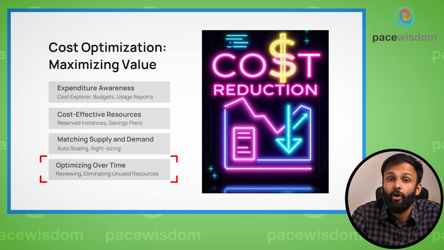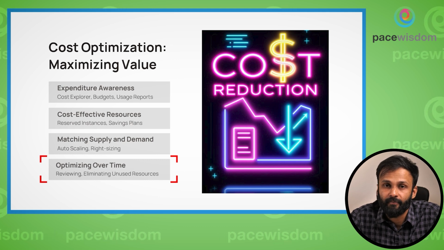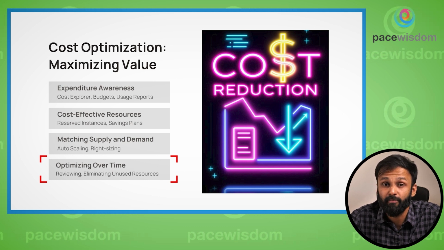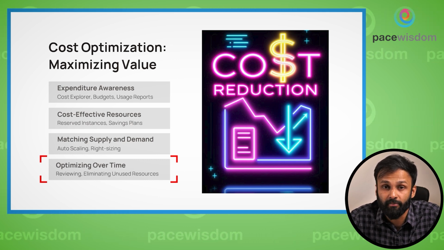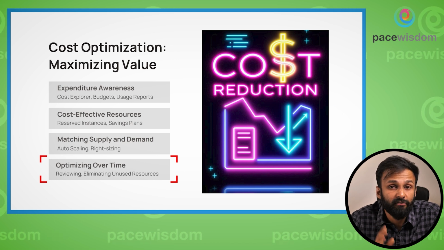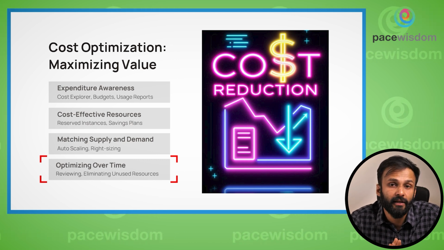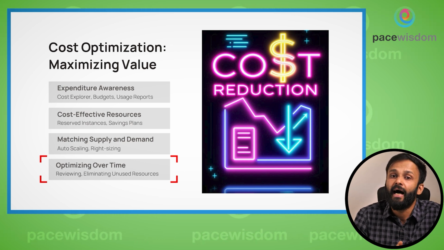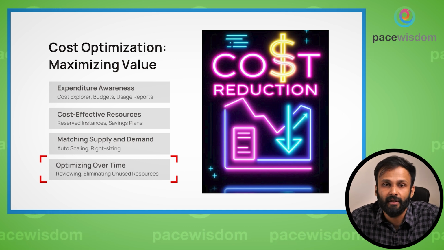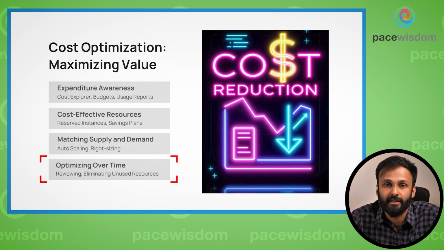So let's talk about optimizing over time, right? This is a main topic which a lot of organizations miss, right? Regularly review your AWS environments and eliminate unused resources. Identify and address cost inefficiencies. Let's move into the last pillar, which is sustainability, right?